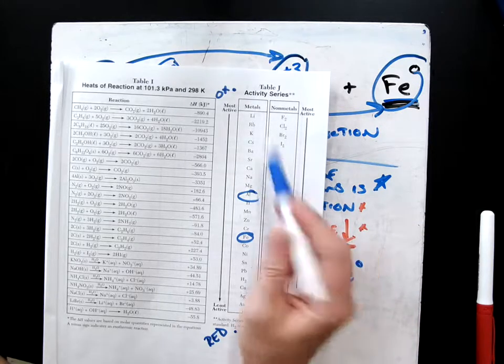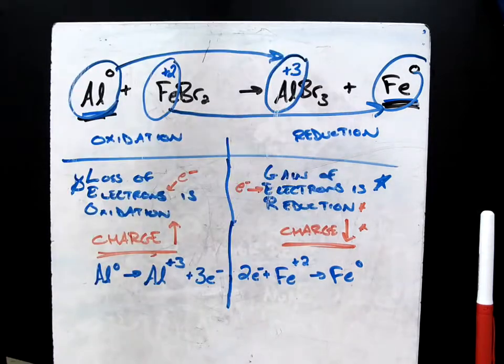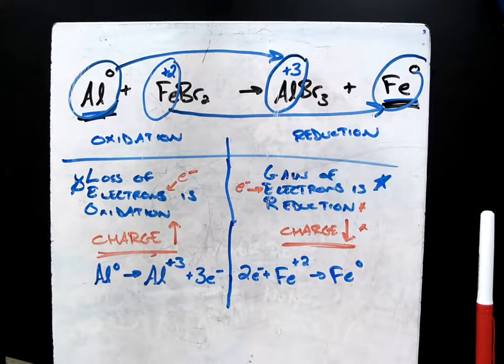I know the aluminum is oxidized. I can take any of the facts that I already know. Say, oh, the aluminum is oxidized. He loses electrons and his charge goes up. The iron is reduced, he gains electrons and his charge goes down. All that stuff I already knew.